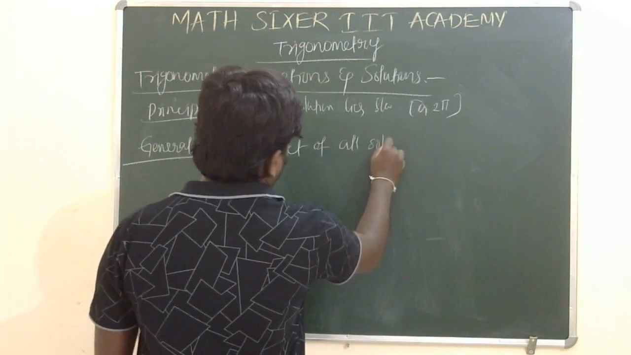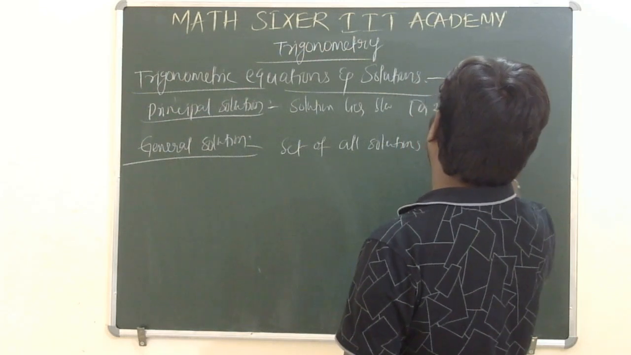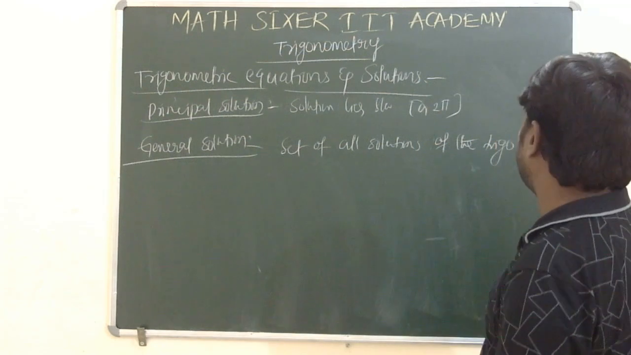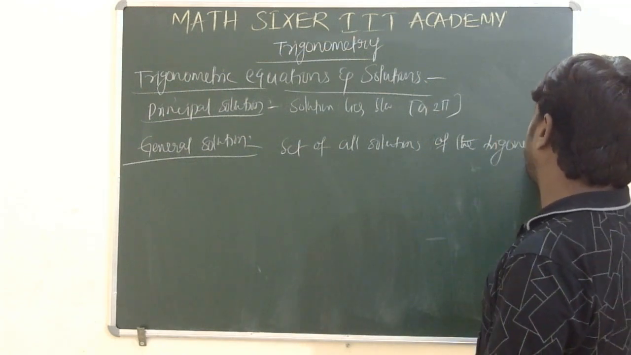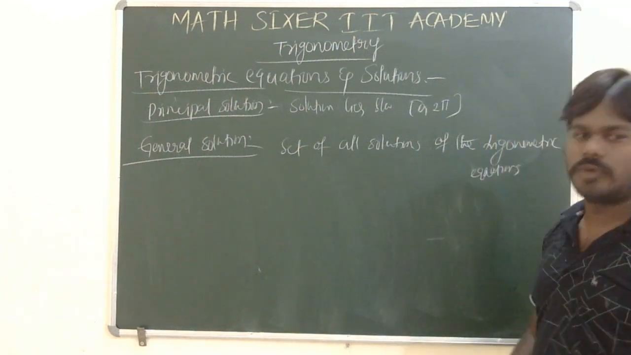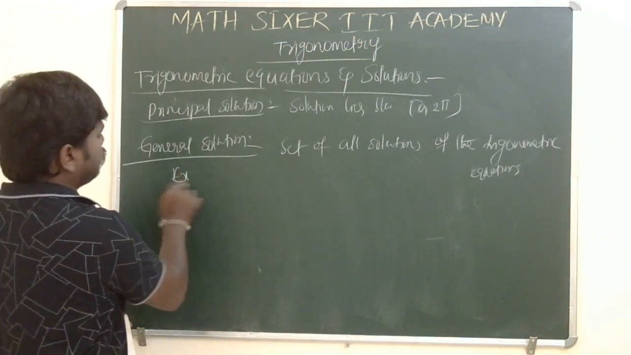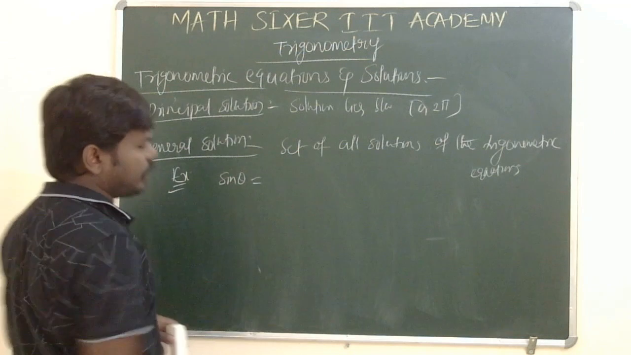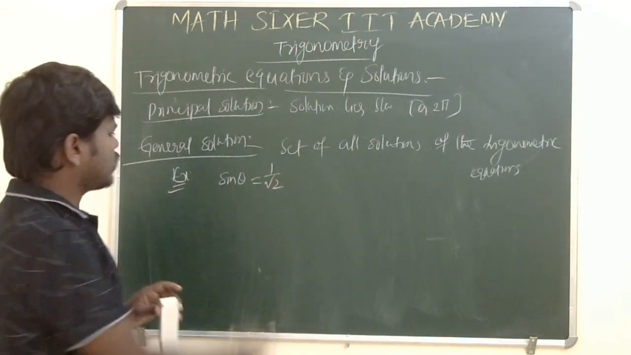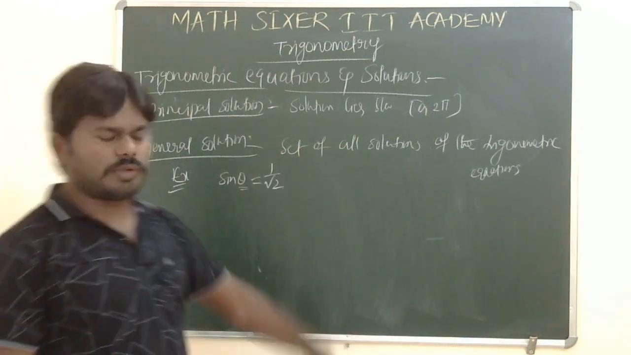The set of all solutions of the trigonometric equation. Okay. Suppose you see one example here. Suppose sin theta is equal to 1 by root 2. So sin theta is equal to 1 by root 2 means at what value of theta is the value of sin theta equal to 1 by root 2?